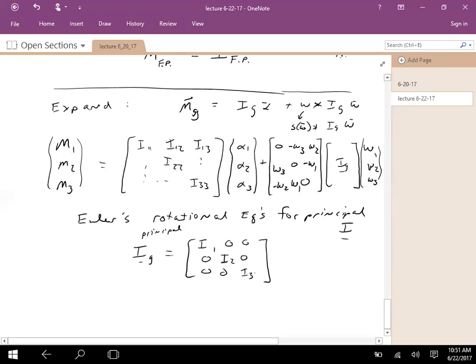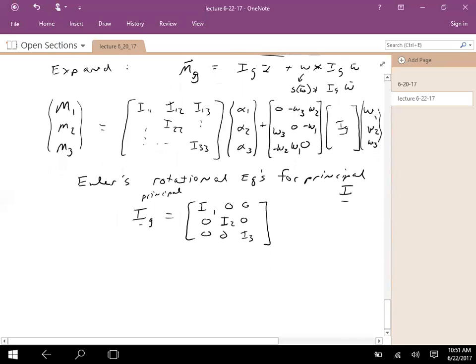I see that I'm jumping the gun here, but let me write this out. In that case, I get M1, M2, M3 equals, actually, let's expand it out in the interest of time. I'll put in principal I here, so this is diagonal times alpha, plus skew omega times diagonal times omega. When I expand that out and plug it in, I get M1 equals I1 times alpha 1, which I'm going to call omega 1 dot. That is alpha 1.